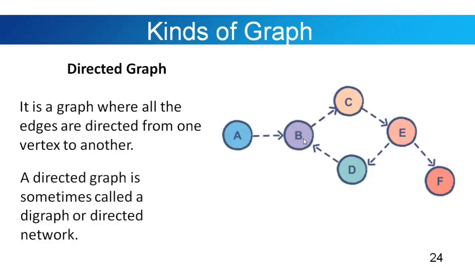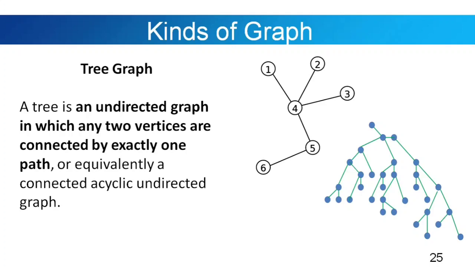A directed graph is sometimes called a digraph or directed network. Tree graph. A tree graph is an undirected graph in which any two vertices are connected by exactly one path, or equivalently, a connected acyclic undirected graph.